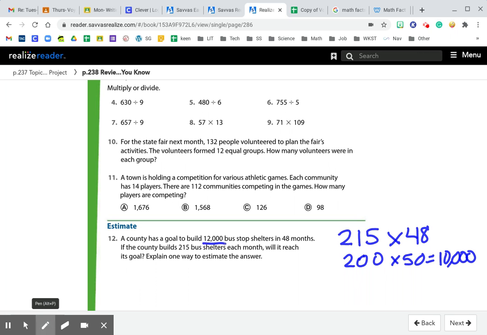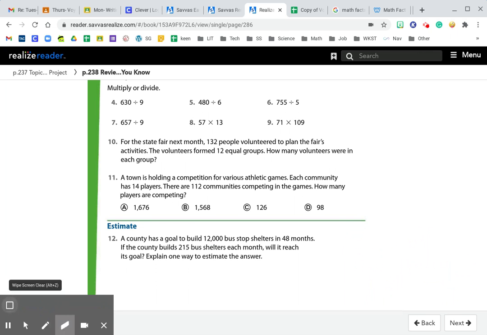If you could also bring this to 220 times 50. Oops. If you want to try to get a little bit closer, to get 11,000. So even when we get even closer with our rounding and our estimating, we're still below the 12,000. All right, so there you go.